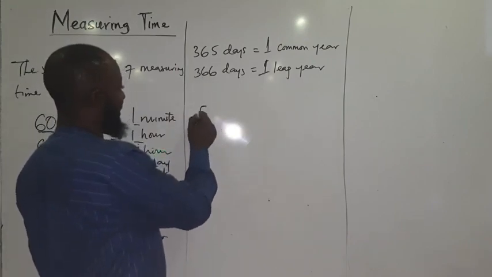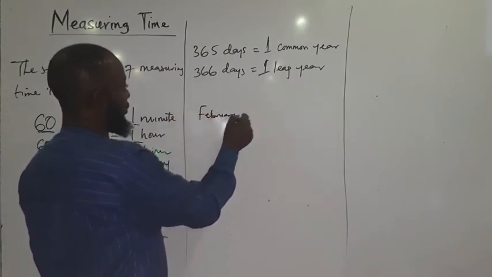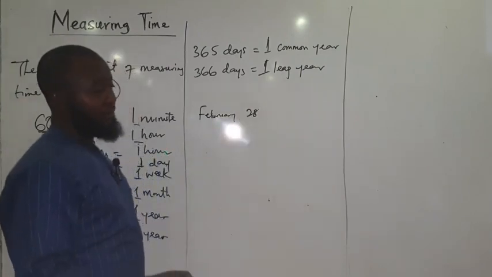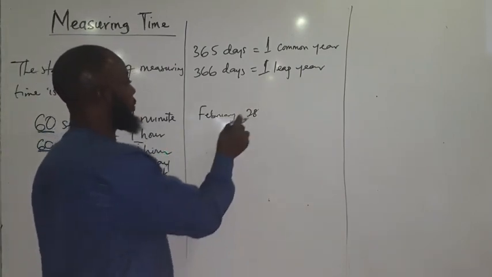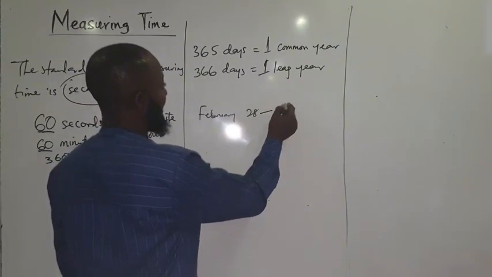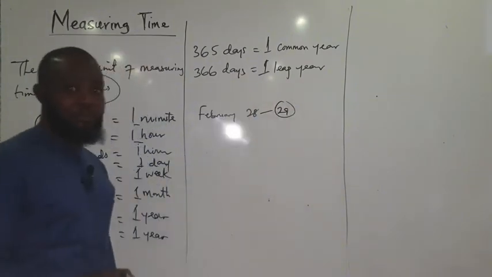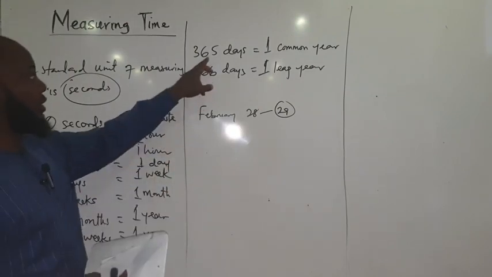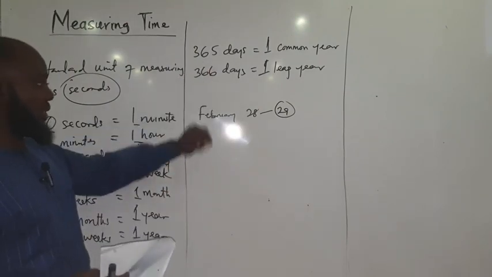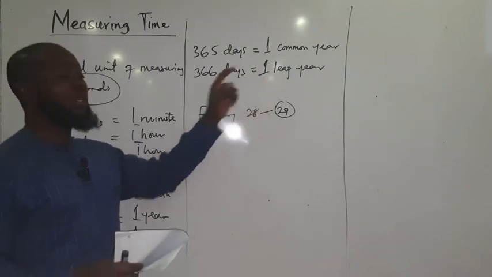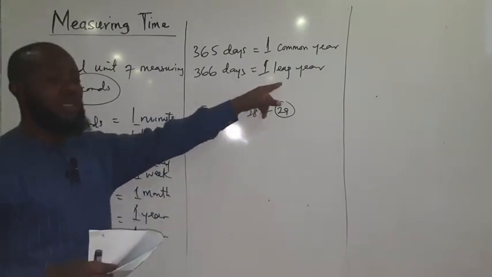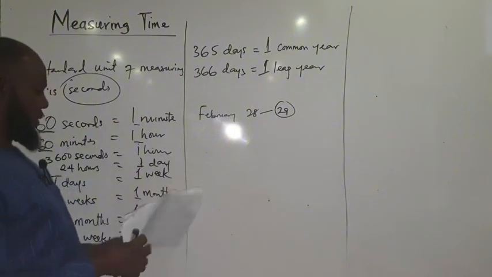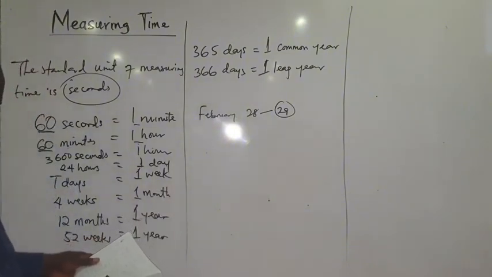Because February usually has 28 days, if February increases to 29, that is when we have a leap year. That's when the days in that year will become what? 366. You go from 365 to 366. That's why it is called a leap year. Is that clear? Alright.